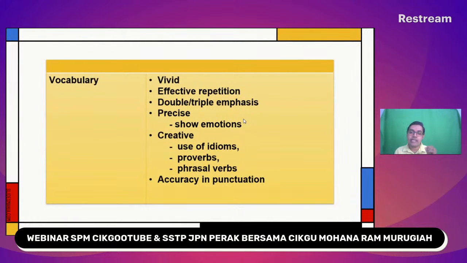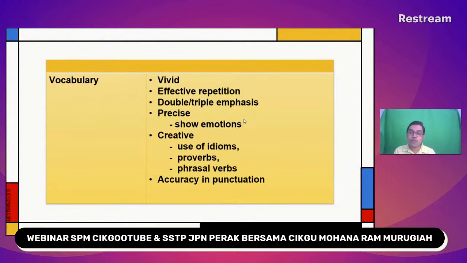Vocabulary as well. Your vocabulary needs to be vivid. Use double or triple emphasis. Use the precise word. Happy, excited, elated. Happy has so many different words. Don't try to just use the words happy and sad. Try to get some other words. Crying. Instead of saying crying, you can say tears cascaded down her cheeks. Or she was wailing, crying loudly. So instead of using sad, happy, crying loudly, you can use the precise idea to show emotion.